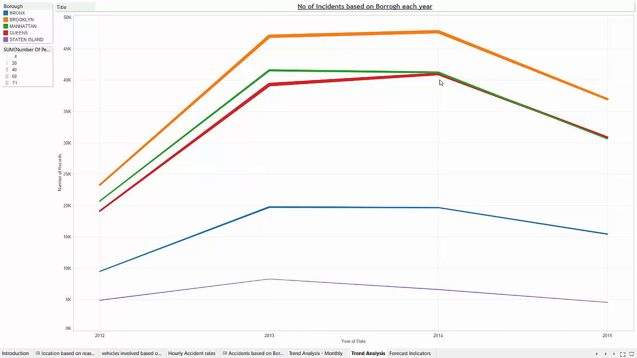This list shows the number of accidents as well as the number of people killed in each borough for all the years. We can also show a trend line forecasting the number of accidents and the people getting killed for next year, 2016, in each borough.